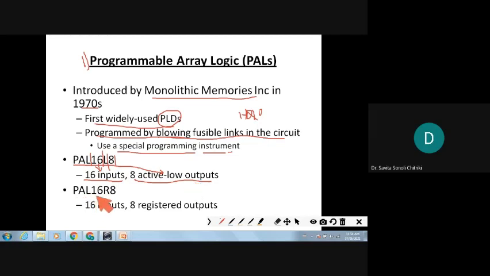So PAL 16R8: 16 inputs, 8 registered outputs. Here R indicates registered outputs. You might have seen in the initial classes that we studied the advantage of registered inputs and registered outputs, right? So here the outputs are registered. So PAL 16L8 and PAL 16R8.